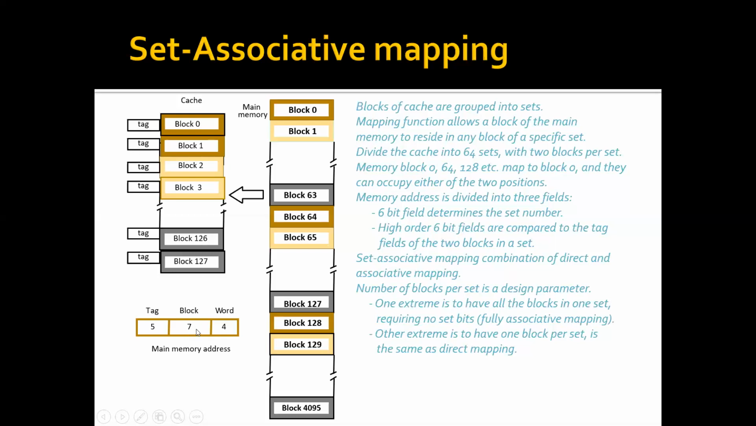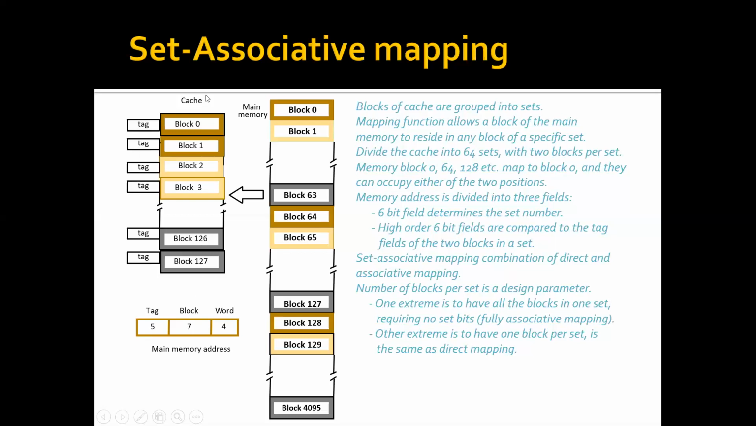So as this is 6 and this is 4, 6 plus 4 is 10 bits. So the remaining 6 bits will be used as the tag bits. So this has to be changed from 5 to 6. So now we have computed the number of bits in each of the fields.